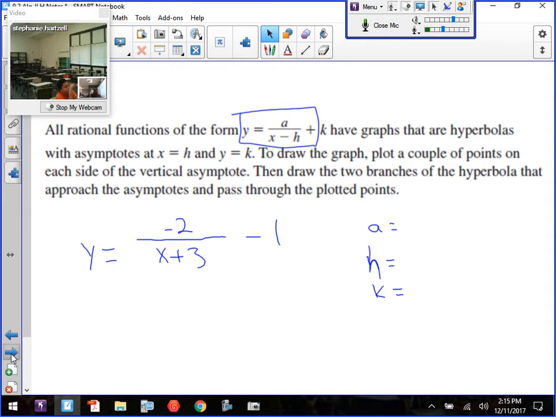What's my a value here? Negative 2. What's my h value? And my k value? Negative 1. So I have negative 2 for a, negative 3 for h, negative 1 for k.